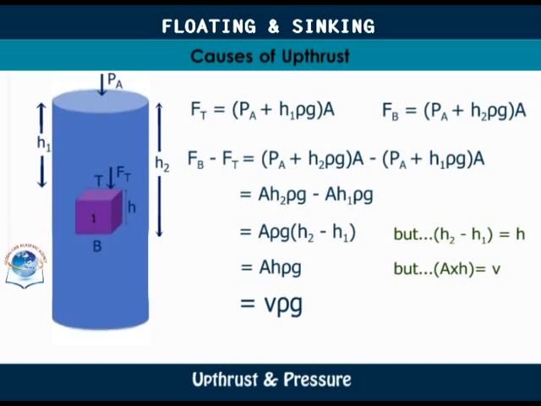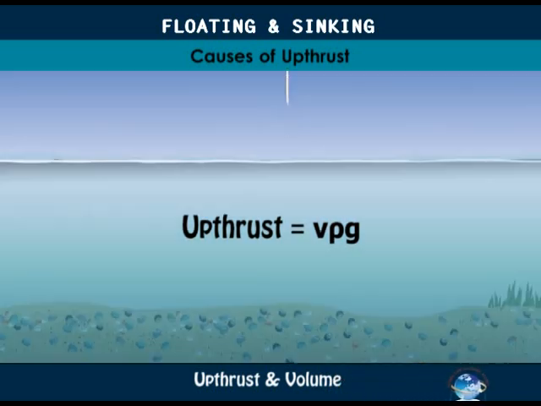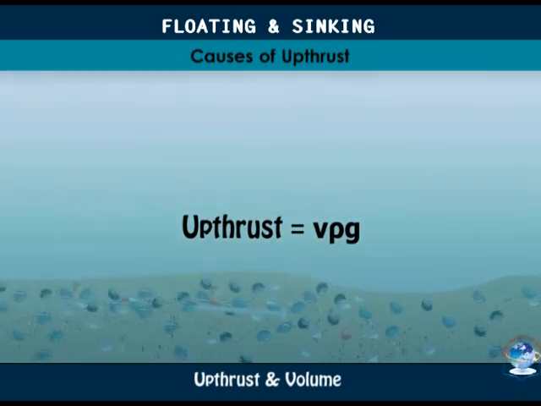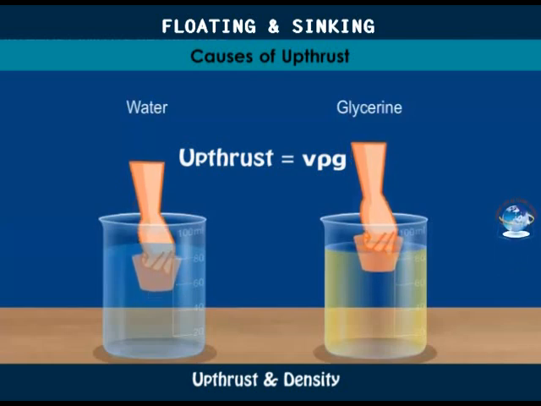And so the magnitude of the upthrust or buoyant force depends on the volume of the immersed part of an object, the density of the fluid, and the acceleration due to gravity. From this formula, we see that upthrust increases with increasing volume and density. That is why a ship with a large volume floats, while a nail with a smaller volume sinks. If you push two identical pieces of cork into two different liquids, say water and glycerin, you will notice that your hand experiences more upthrust in glycerin because it has more density than water.